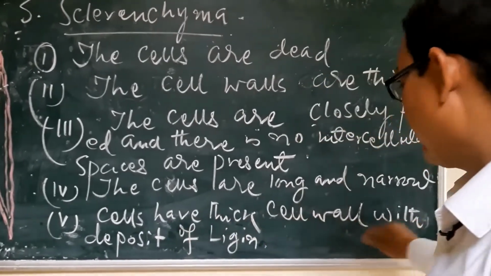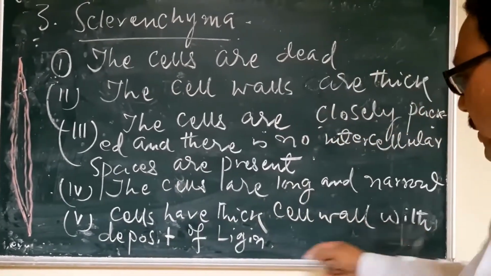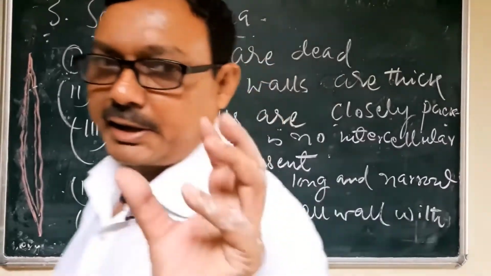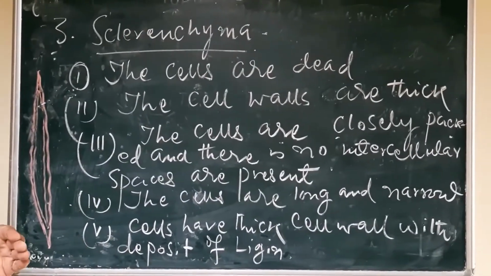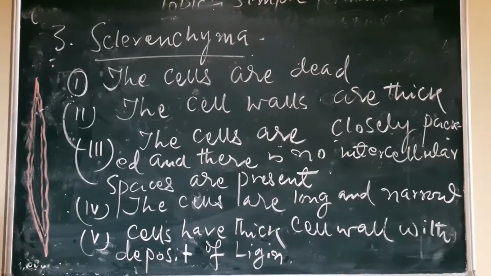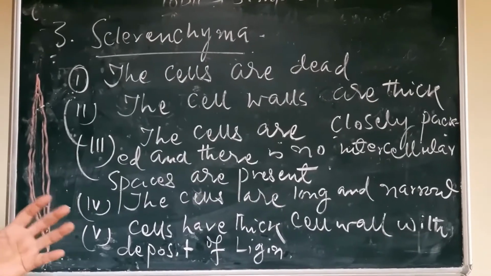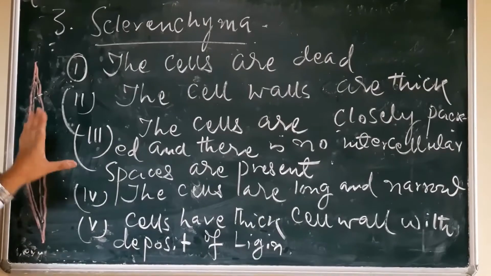Cells have a thick cell wall, as I have already written. The cells have a thick cell wall with deposit of lignin. Lignin is a chemical substance which acts as a cement, and its deposition within the cell wall may prevent some substances from entering into the cell.